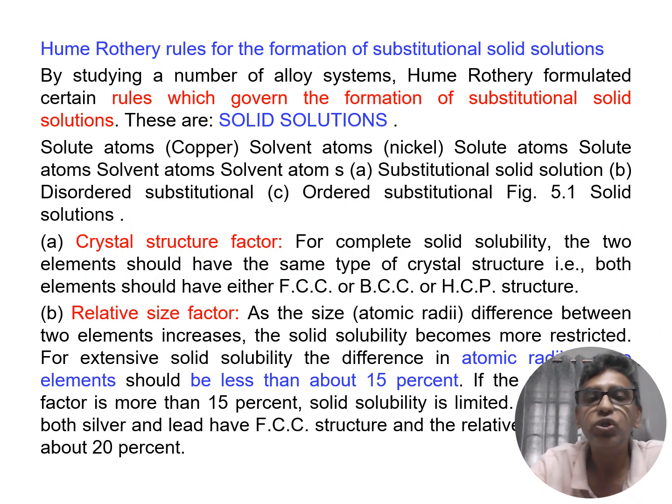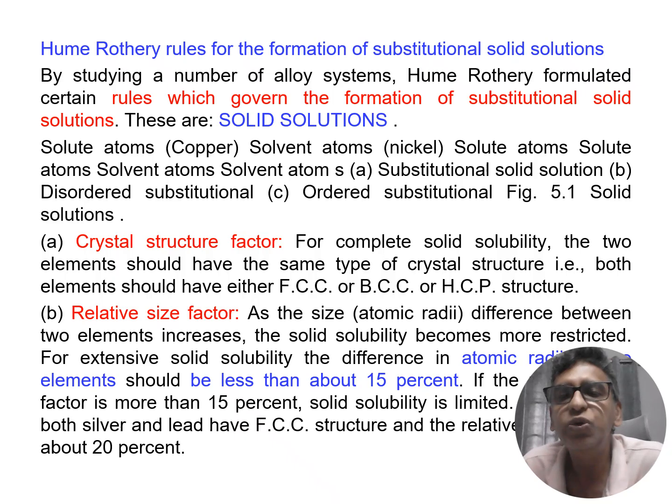Hume-Rothery wrote three rules for the formation of substitutional solid solutions. By studying a number of alloy systems, he formulated certain rules which govern the formation of substitutional solid solutions. Here the solute atoms are copper and the solvent atoms are nickel, forming a substitutional solid solution, either disordered or ordered.